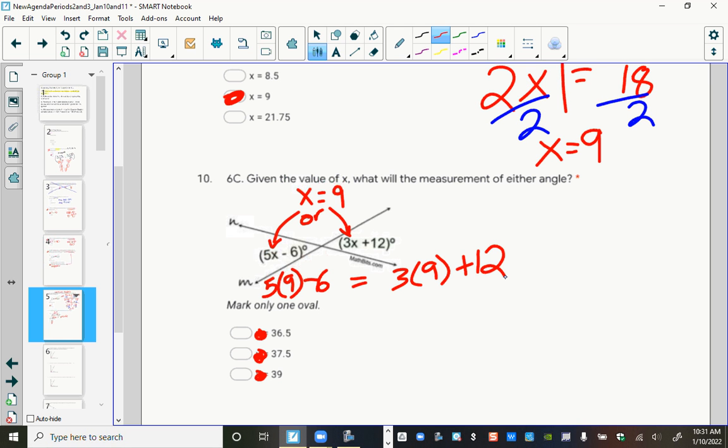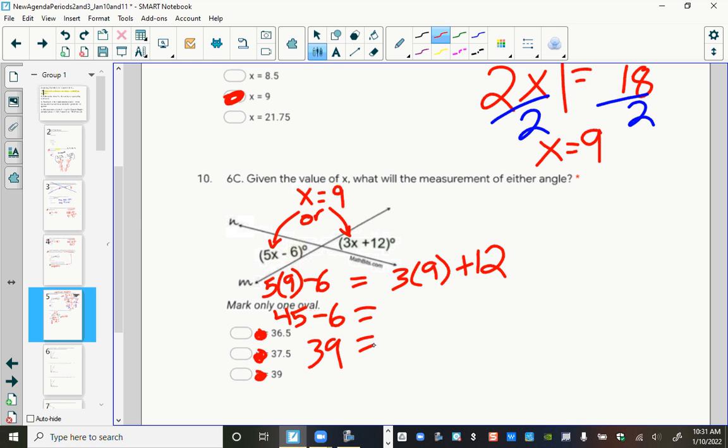And then we do the order of operations. So your multiplication, then you add or subtract. Regardless, both sides should get the same number. You can do either or. We did 5 times 9. You can do that. So what's 5 times 9? And then what's 45 minus 6? 39. Okay?